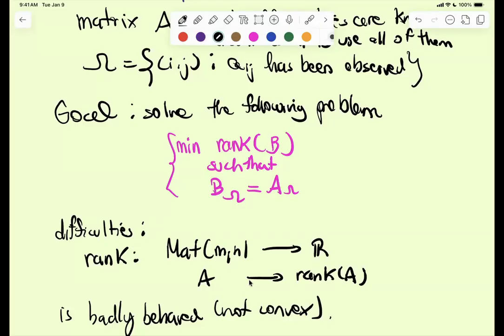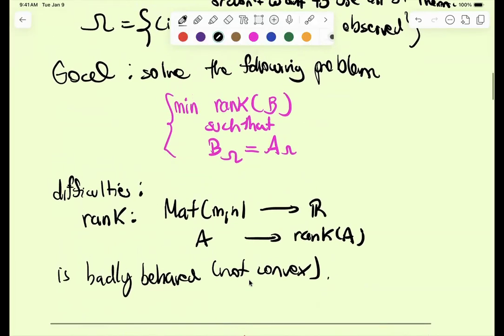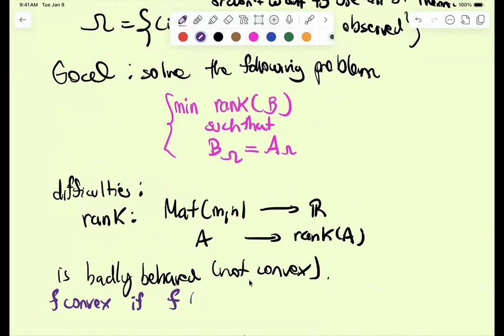Convexity for a function, I think I had said it before, but I'll remind you what the definition was of a function being convex. f is convex if f of (1 minus t)x plus ty is less or equal to (1 minus t) f of x plus t f of y.